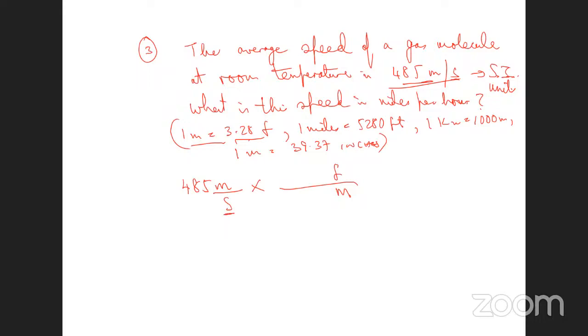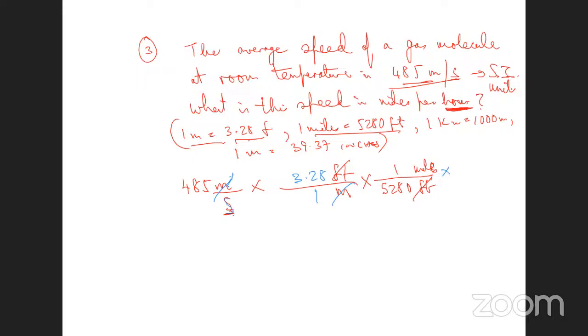Okay, let me use another color. So this meter will cancel out if I put 3.28 feet per 1 meter. Go back to red color, and right here I have to cancel feet to miles now, because I have this, right? So 1 mile is 5280 feet. When I come to that point, I cancel feet. Now I have miles. But you have to cancel the seconds now and then get it to hours. Right?